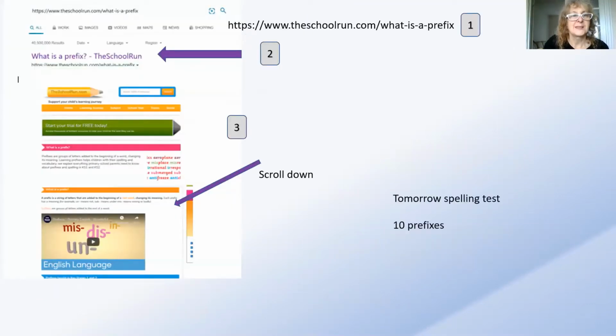So let's have a look at this. This is a really good video, but it won't let me show it through YouTube like this. So this will be on your weekly timetable. So if you type that into the computer, you will get this come up first. Can we see this where it says the school run? So you need to click that and then this will come up. You need to scroll down and you will see this. Yeah, and this is a really good video that explains it in a very fun way.